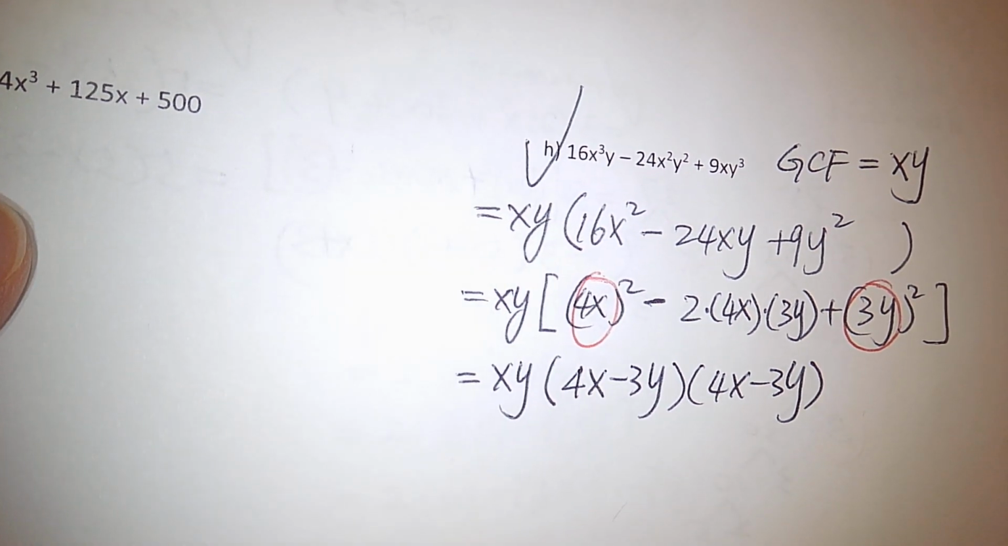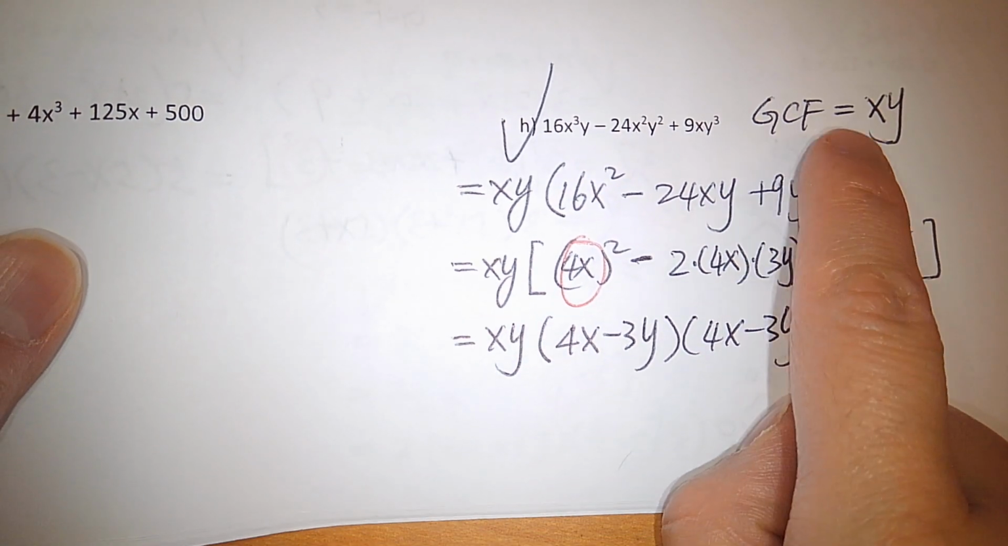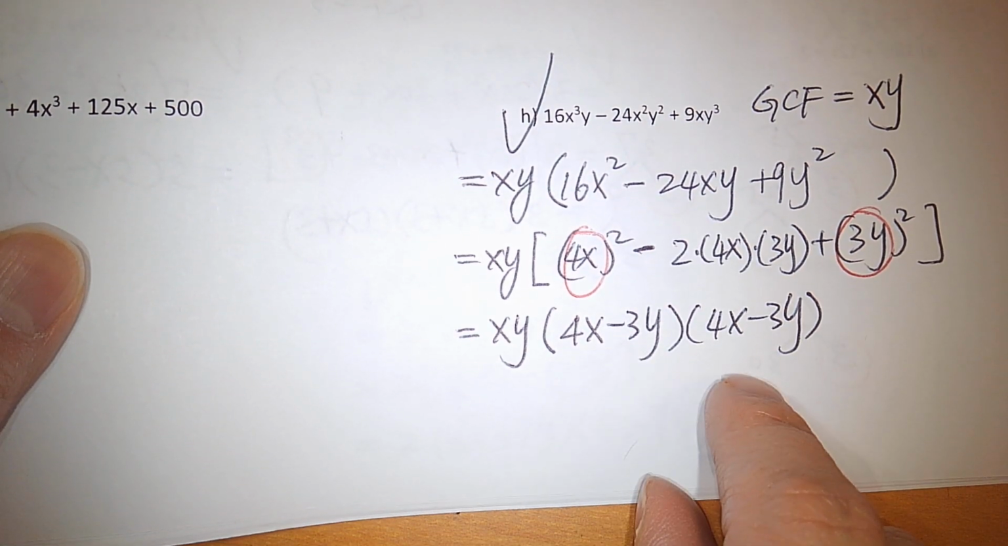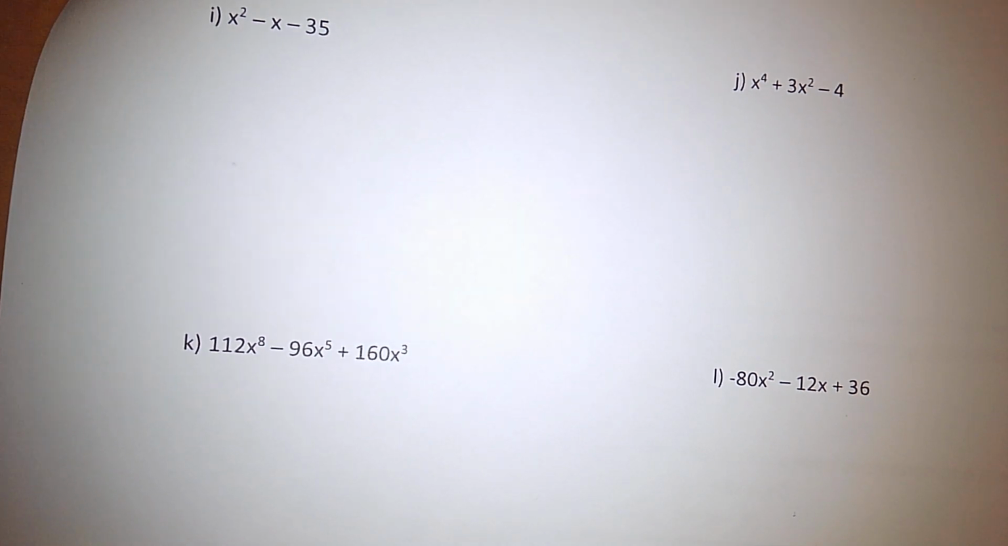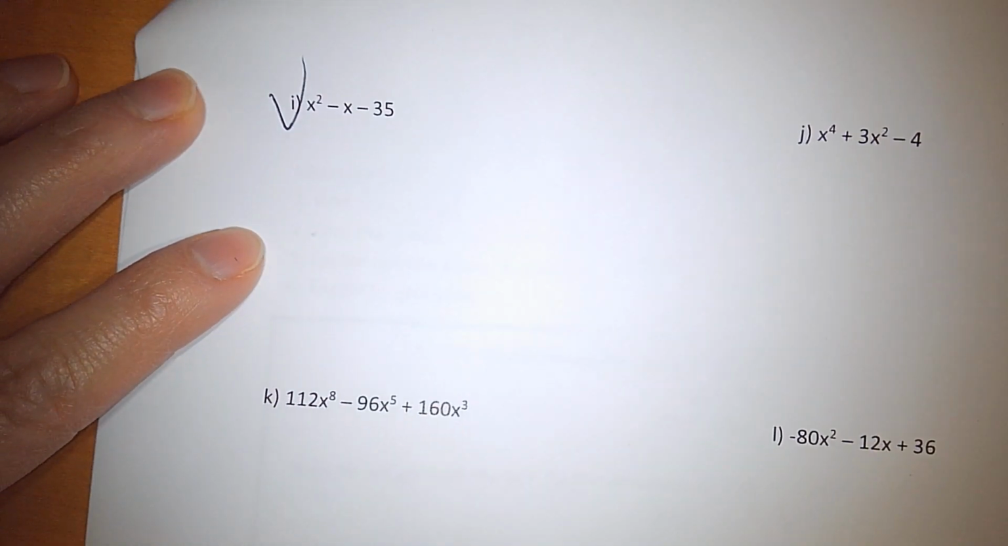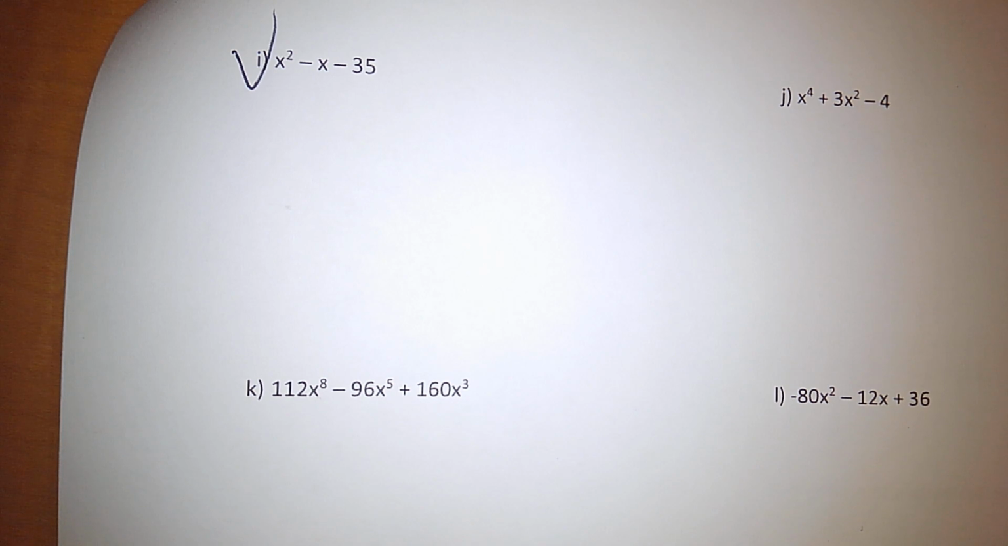Alright, let's try another trinomial question. See? GCF always first, and then see whether we can use the formula, and sometimes we may not be able to use the formula, and then let's see what we can do about that, okay? So let's come to the next page and try question I that Jose just tried. x squared minus x minus 35.